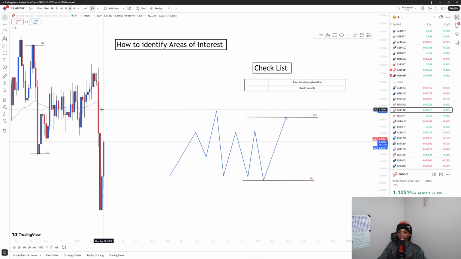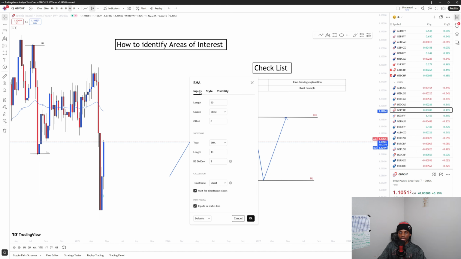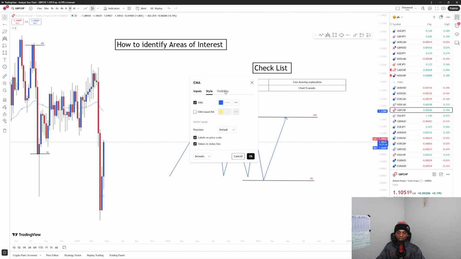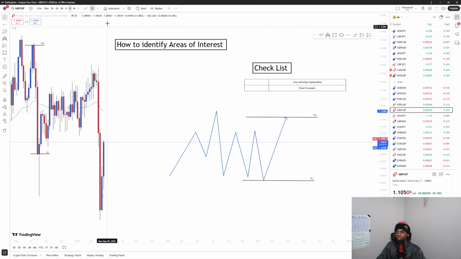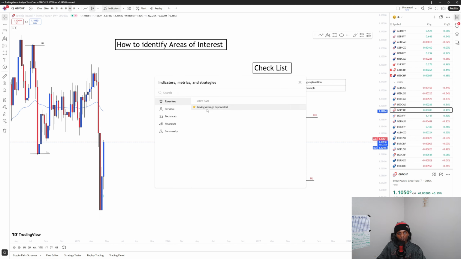Somebody else asked what EMA I use? Here, get a tattoo of it, carve it in a tree, do whatever you want. Visibility, I have it visible on all time frames. And if you want to know the name of the indicator, it's called moving average exponential.